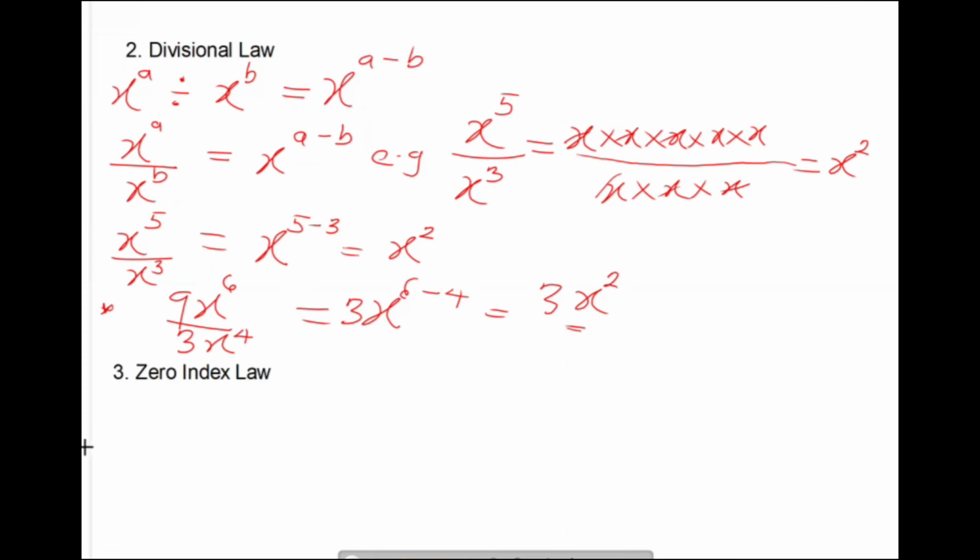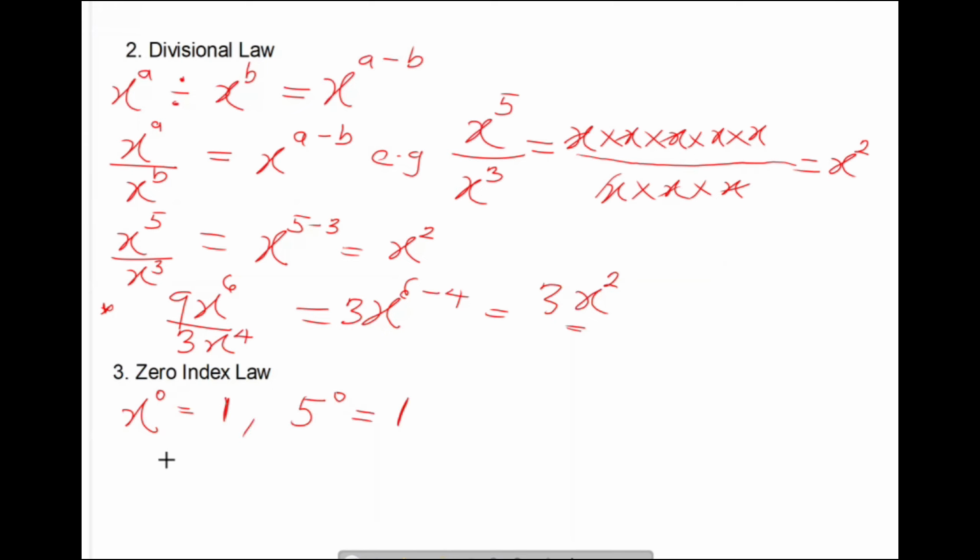Now let's move to the third law. We call it zero index law, or we can say zero power law. That means if we have a variable or a number raised to the power of 0, if I say x raised to the power of 0, what it means is 1. Any variable, any number, apart from 0 itself, raised to the power of 0, will give us 1. If I say 5 raised to the power of 0, it gives me 1.